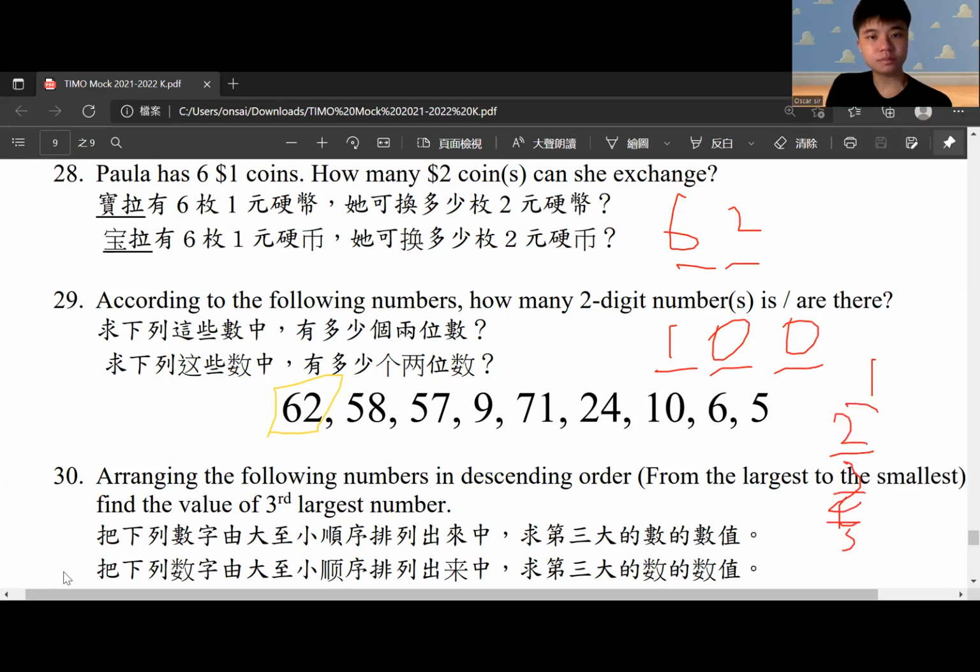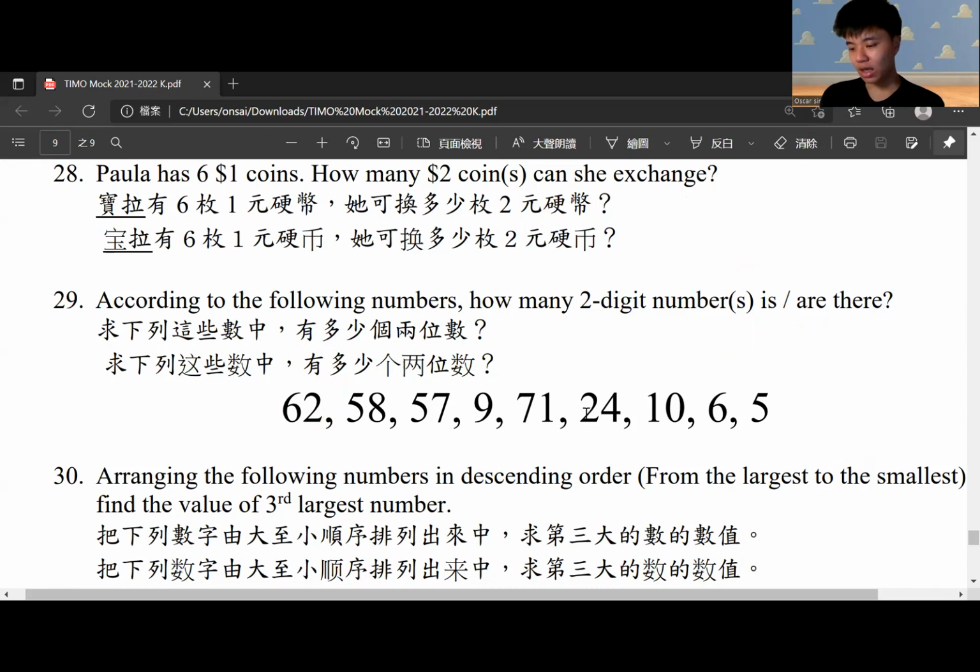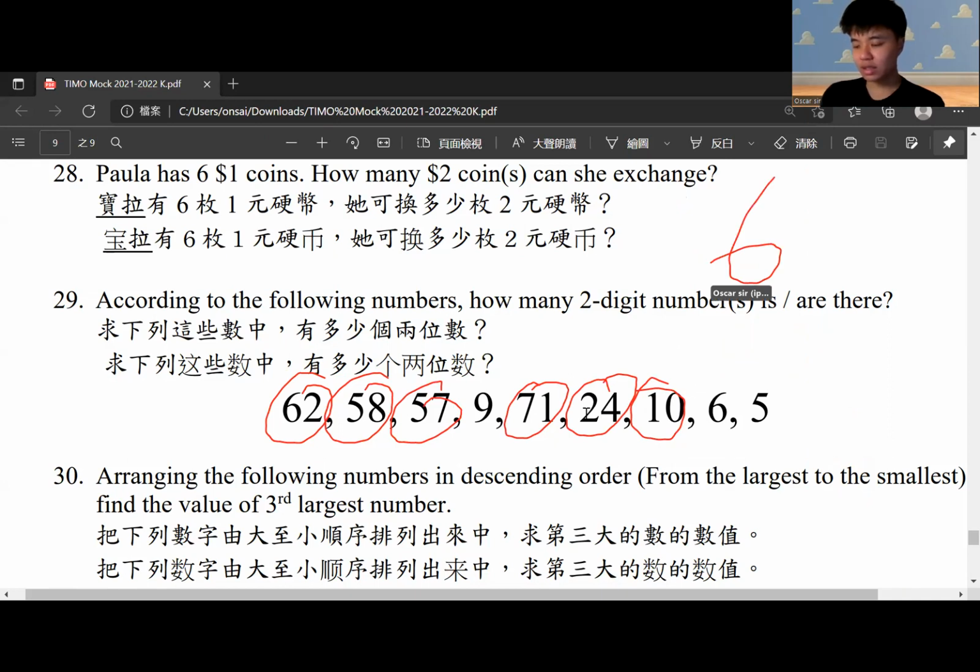Okay, so let us count how many two-digit numbers there are. 1, 2, 3, 4, 5, 6. 6, right? And this other one is 1, a one-digit number, not a two-digit number. There are only 6 two-digit numbers: 62, 15, 8, 15, 7, 17, 1, 24, 10. This 6 are the two-digit numbers.